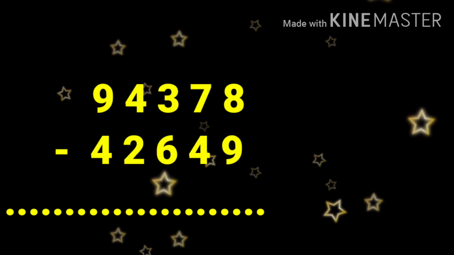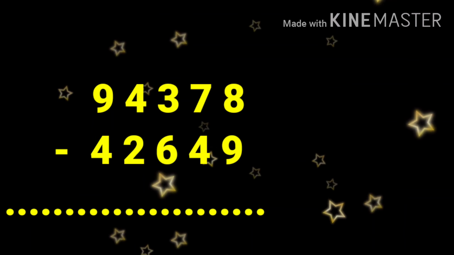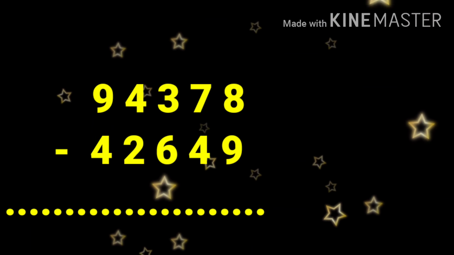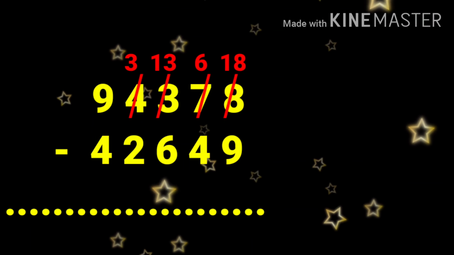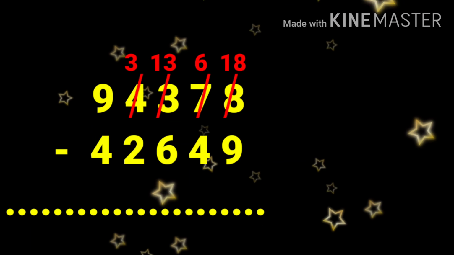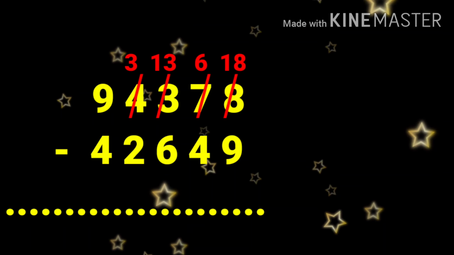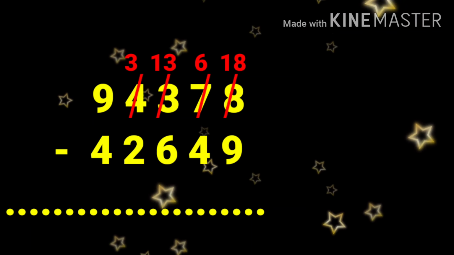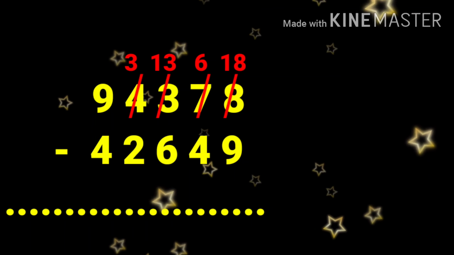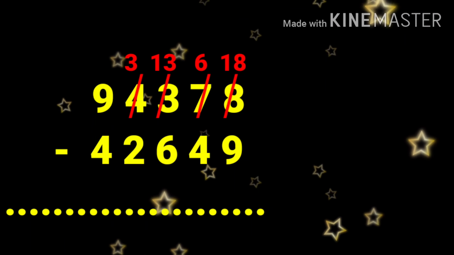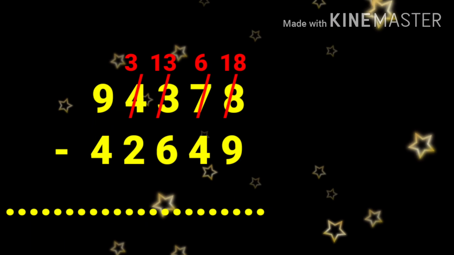Now next question. Subtract 42,649 from 94,378. First step, you have to first match all the pairs. So for that you have to see the ones place. 8 and 9 not match, so 8 will take borrow from 7. 7 will become 6 and 8 will become 18. Now 18 and 9 is match. 6 and 4 is also match.